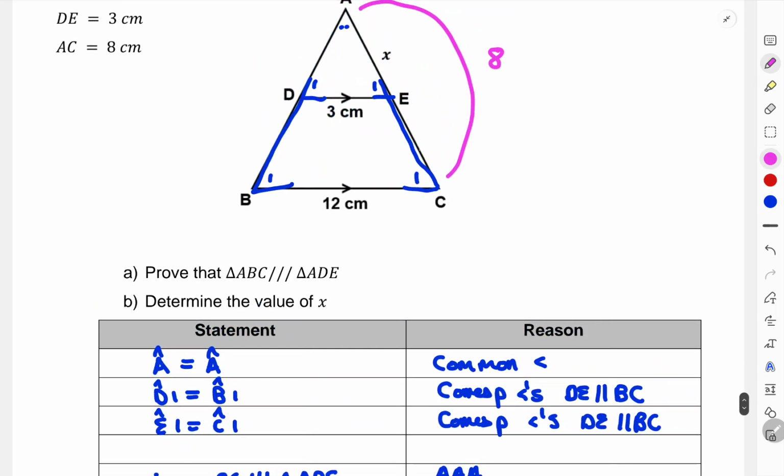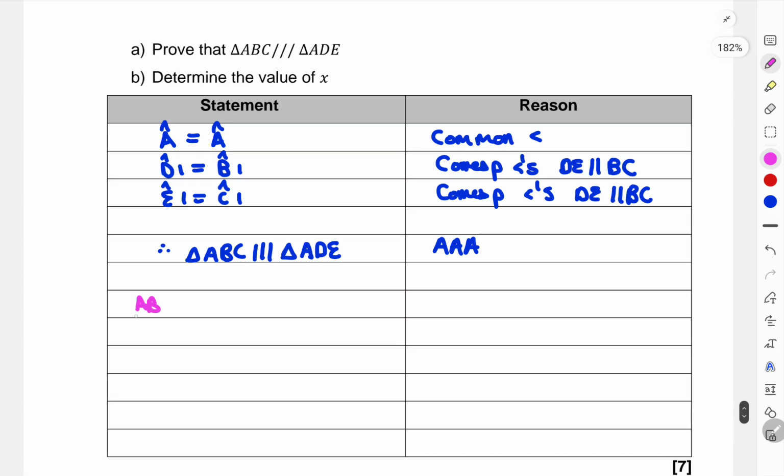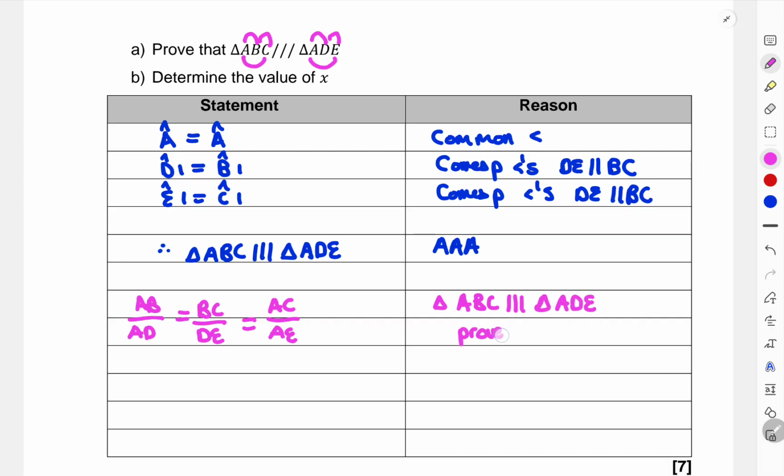Then they say, determine the value of x. Okay, so I'm going to do my smiley right up. So AB over AD is equal to BC over DE is equal to AC over AE. So your smiley writes up first and second, second and last, first and last. Okay, and that is because triangle ABC is similar to triangle ADE. It's proven. Thus, all sides in proportion.